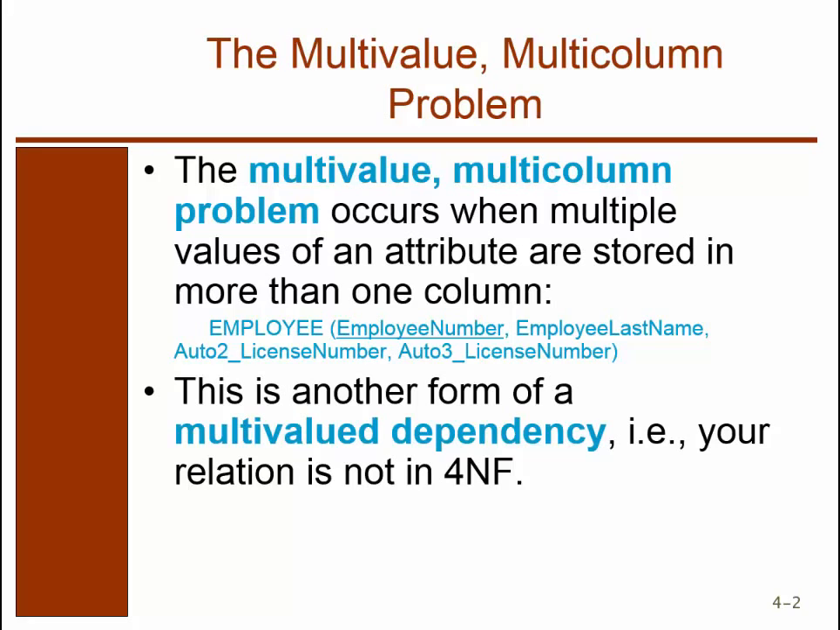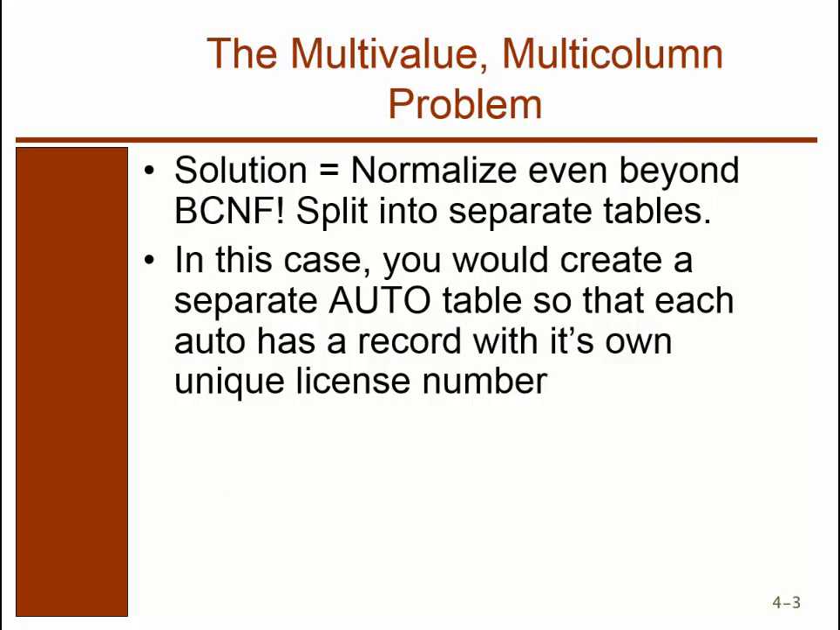This is an example of a multi-value dependency. If you read the additional material about fourth normal form, you'll be familiar with this problem. But even if you don't know all the details of fourth normal form, you should watch out for this issue. Whenever you see that a relation is set up in this way, you need to break the tables apart even further, or in other words, normalize even beyond Boyce Codd normal form.